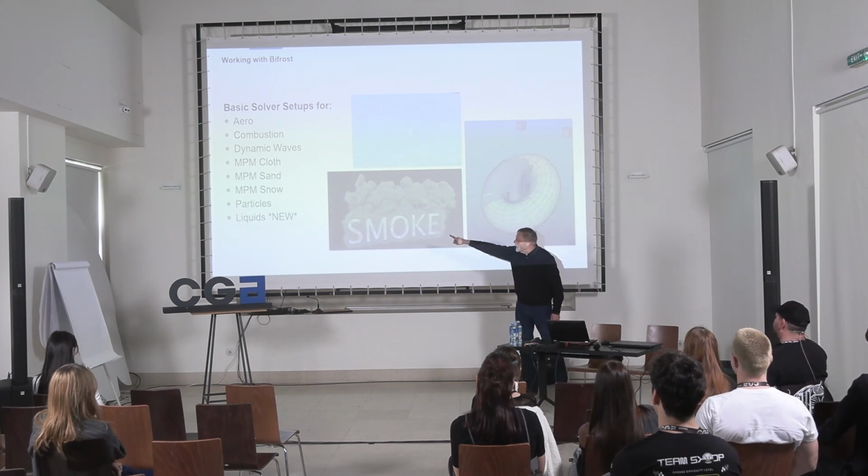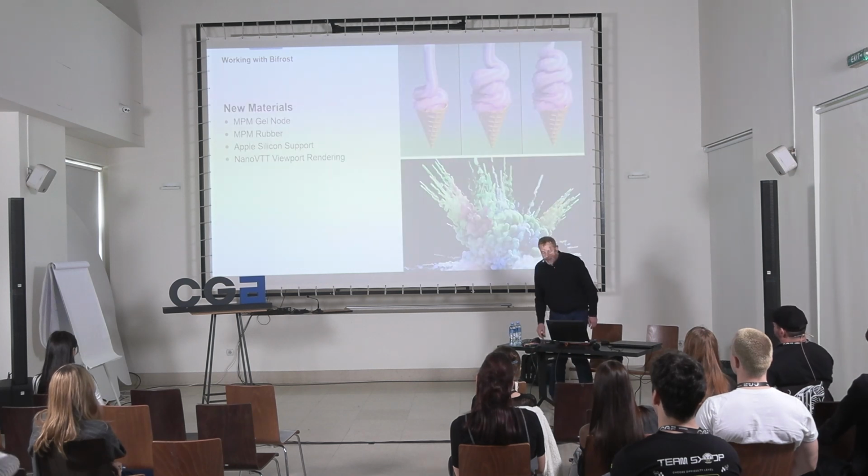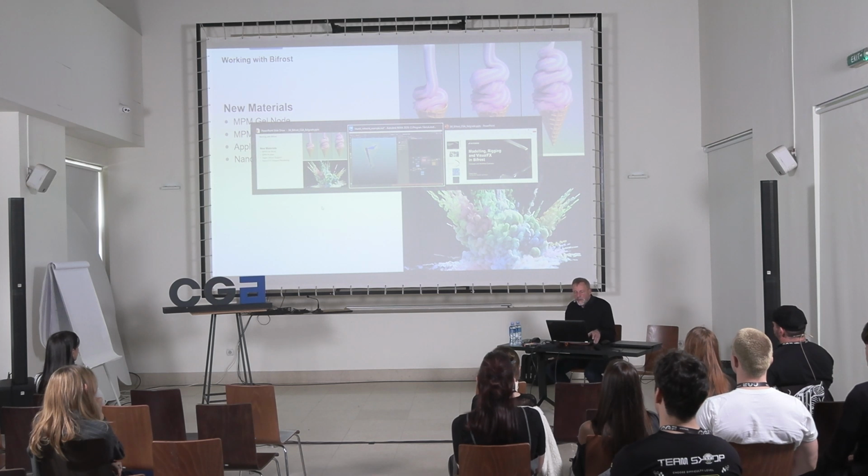And you see here down at the very end, liquids are very new. This gel is an in-between, something between sand and snow and a liquid. So it's a sticky, gooey thing where you can have ice cream or honey or chocolate and all that stuff, simulate that. We have a new NPM rubber in there, and we have this nano VTT viewport rendering, which is amazing. It shows amazing quality when you do a viewport rendering.